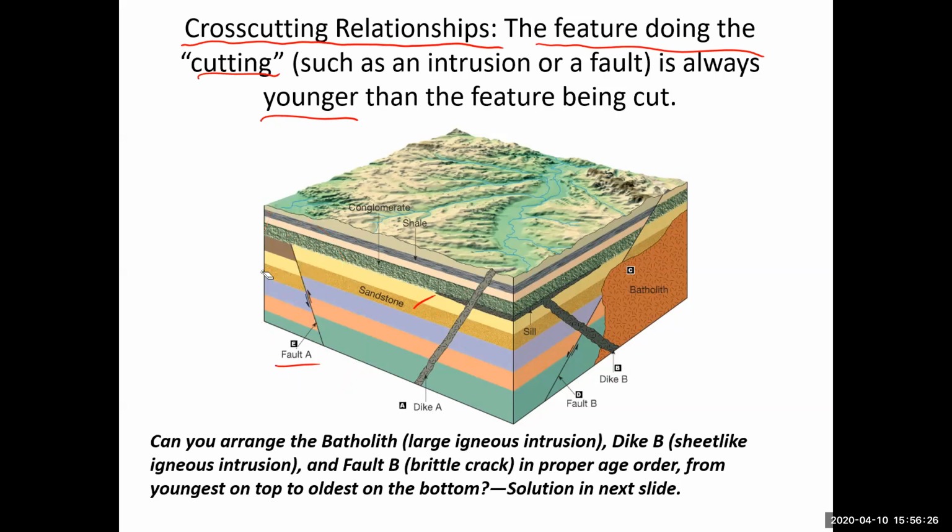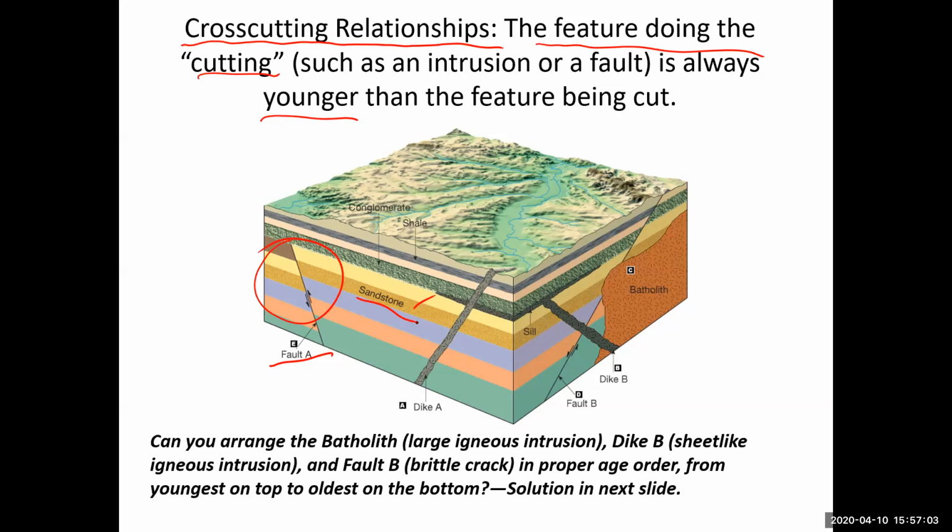So if I take away my annotations here, you can see that better right here. Clearly, the fault cuts through the sandstone rather than the other way around. So what does that mean about the relative age of the fault versus the sandstone? Well, it just means that the fault is younger than the sandstone. See how that works? It's sort of like cutting a cake with a knife. The cake has to exist before you can cut it with a knife. Therefore, the cake is older than the cut that you make.